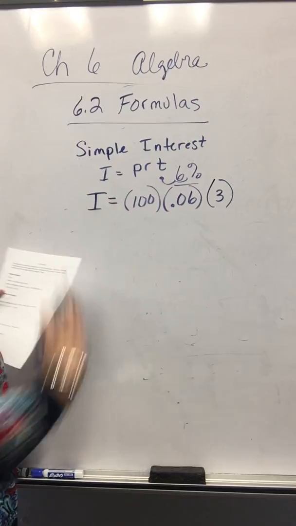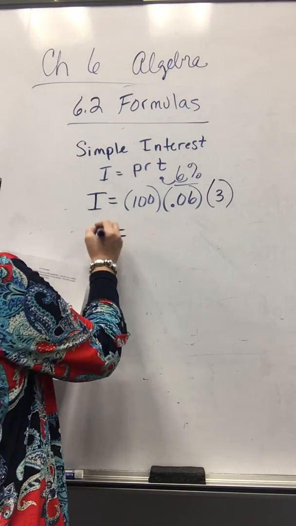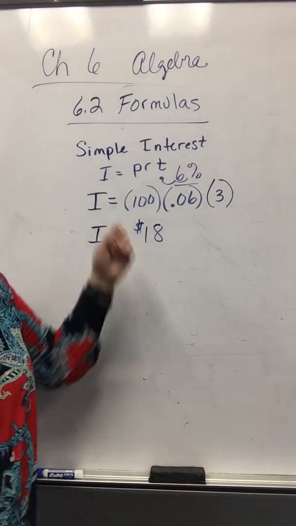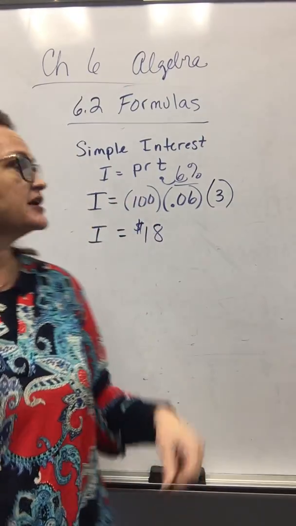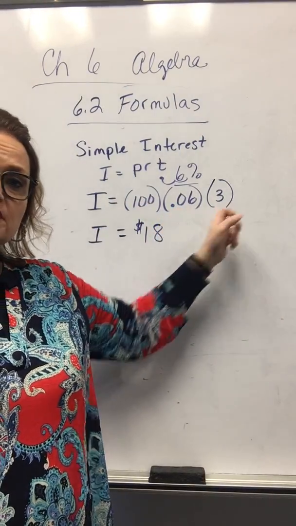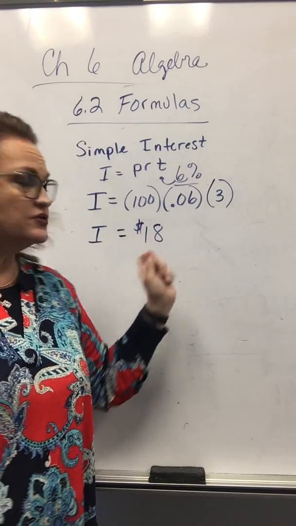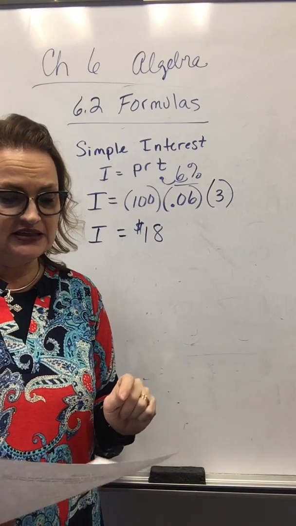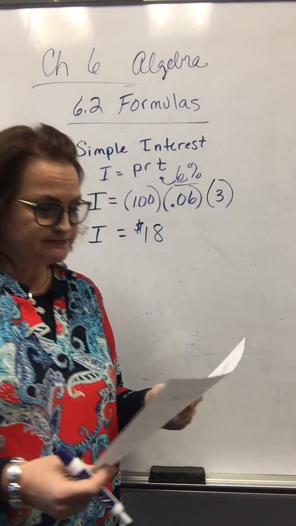Then we hit our calculator, multiply those three things together, and the simple interest is you would gain $18. If you had $100, you threw it in the bank at 6% interest, you left it there for 3 years, they're going to give you your $100 back and your $18 extra. You're going to have $118 compiled.